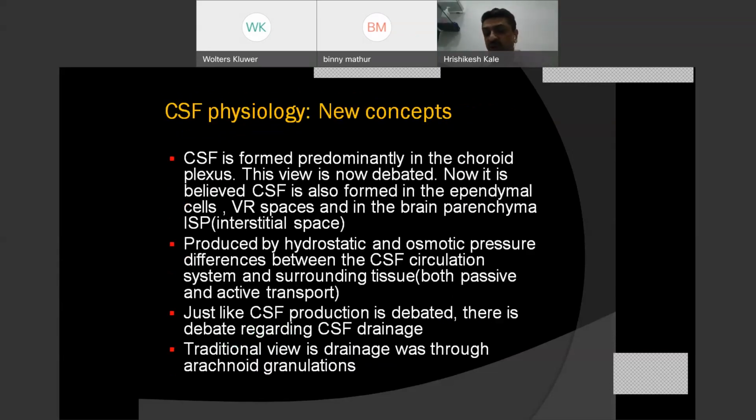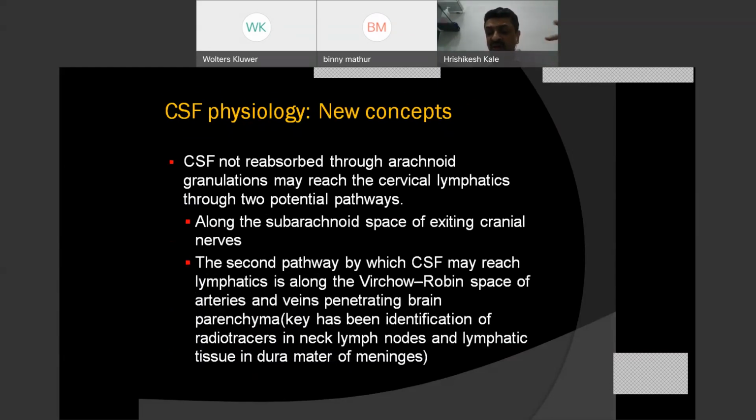So CSF, which we thought was just produced by the choroid plexus, is no longer thought to be produced only by the choroid plexus, but other spaces are also believed to form CSF. Drainage can also occur other than through arachnoid granulations. It can also occur through the subarachnoid spaces which surround the exiting cranial nerves, as well as along the dura, or rather the lymphatic tissue which is present within the dura mater of the meninges.